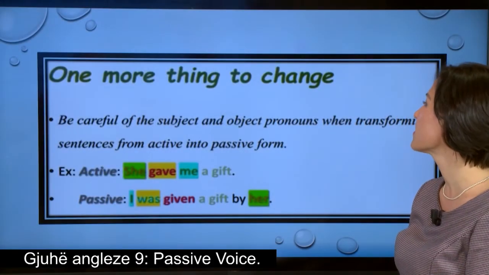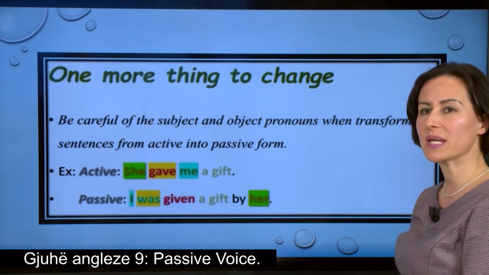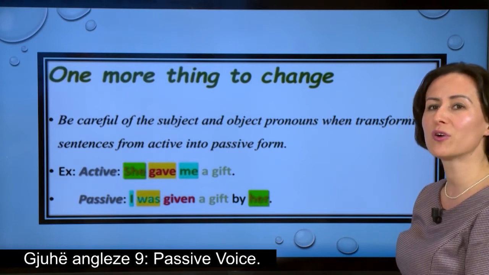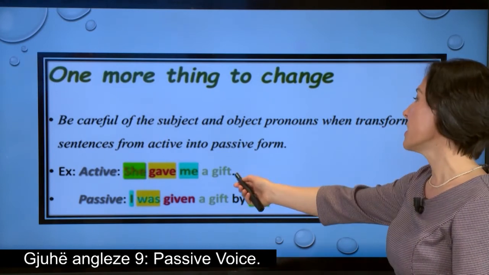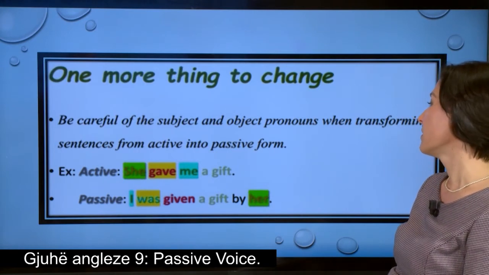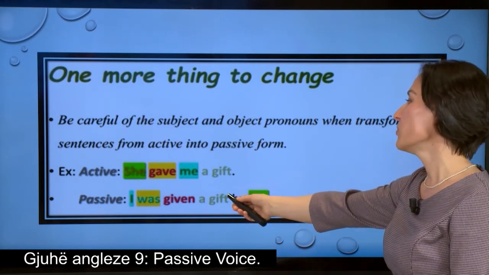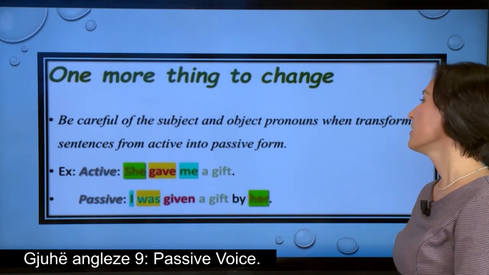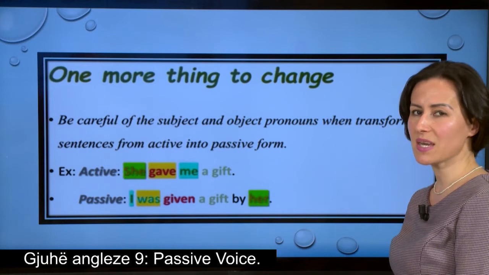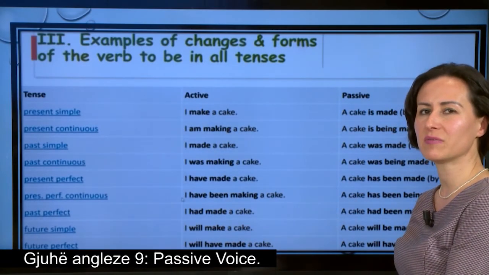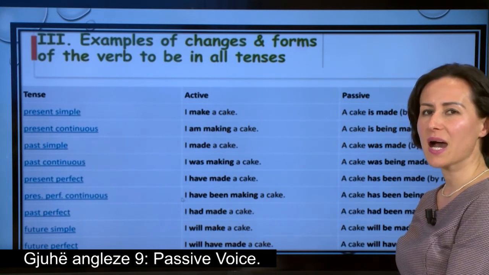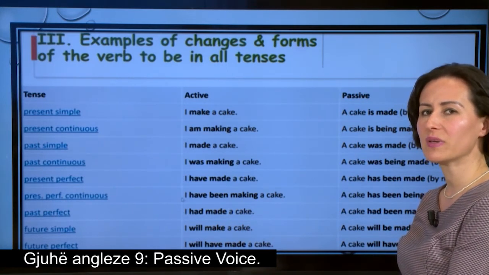Be careful of the subject and object pronouns when transforming sentences from active into passive voice. For example, she gave me a gift. In the passive, you can see I was given a gift by her. You can even say it: a gift was given to me by her. Here we have an example of the active voice in the present simple: I make a cake, which is transformed in the passive voice: a cake is made by me.